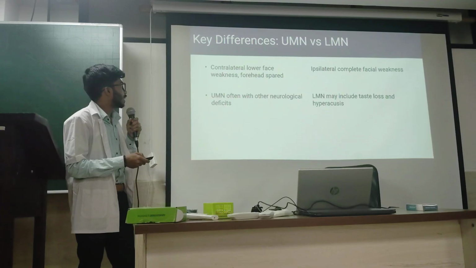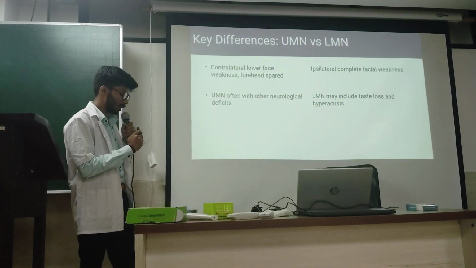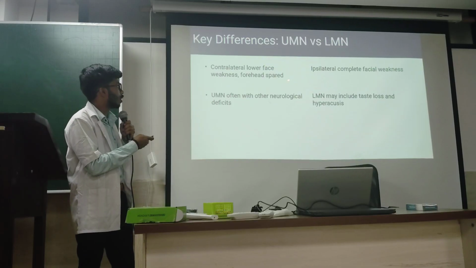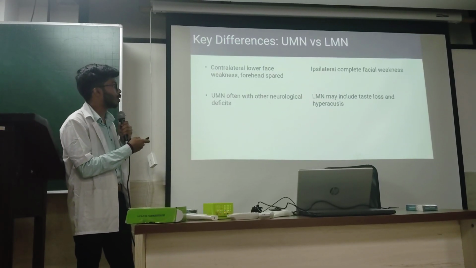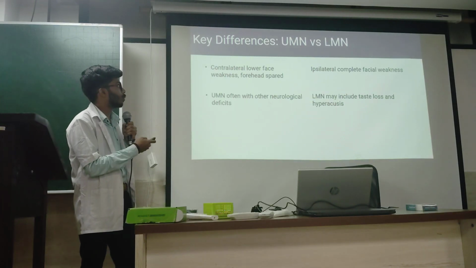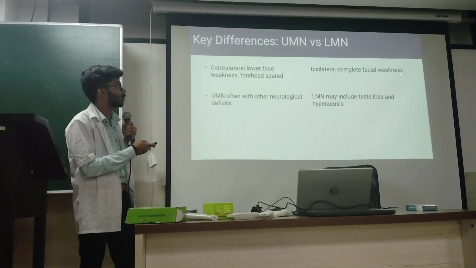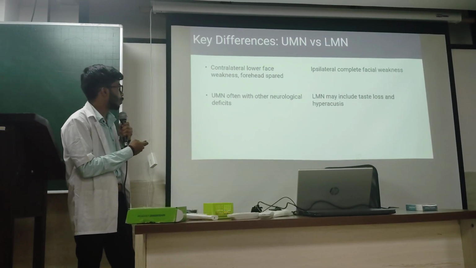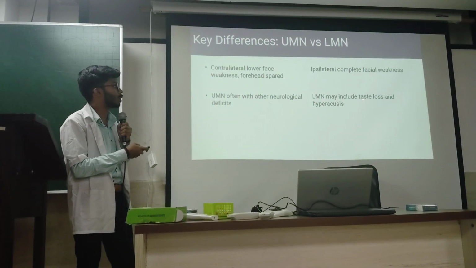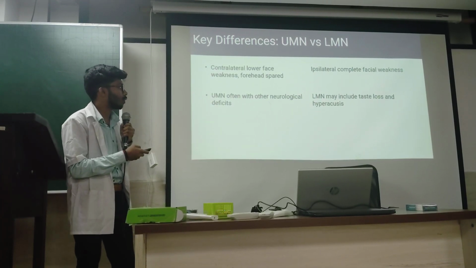Then the key difference is the forehead sparing. In the upper motor neuron lesion, the forehead sparing is the most commonly visible. In the lower motor neuron lesion, ipsilateral complete facial weakness is there. In upper motor neuron lesions, other neurological deficits are often also seen, and in lower motor neuron lesions, it may include loss of taste and hyperacusis.